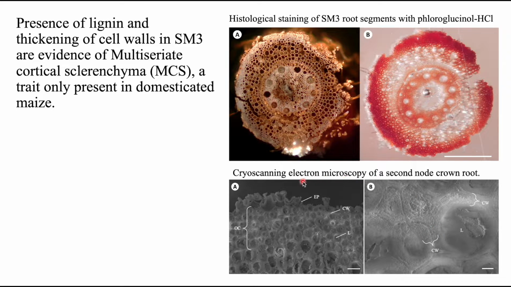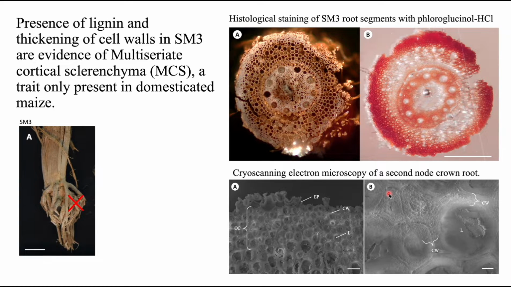We developed this with electron microscopy. And yes, we have a domestication trait already present 5,000 years ago. But what about the seminal roots? Looking at our sample SM3, we observed that the scutellar node, which is the structure from which the seminal roots develop, was not present here because it's a very fragile structure.